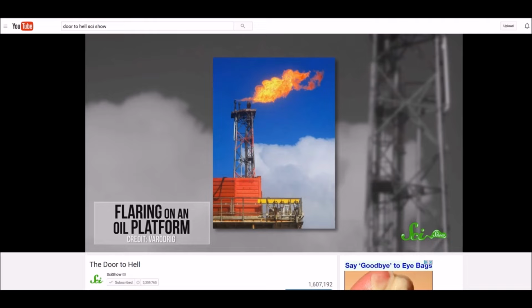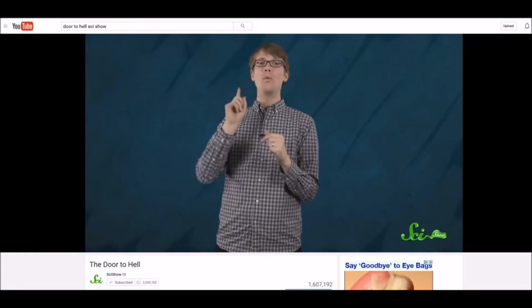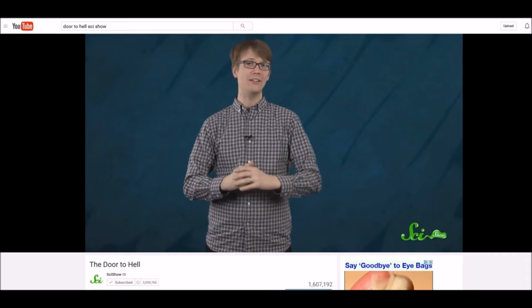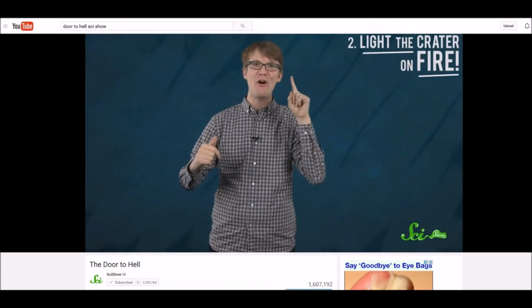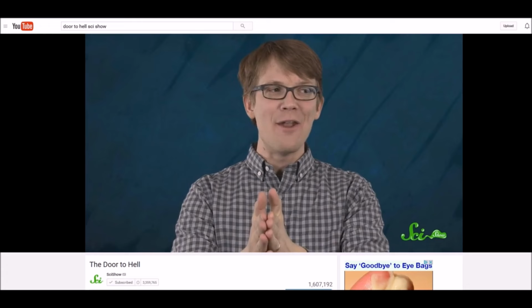Anyway, those 70s Soviet scientists were left with a choice. One, continue to let the dangerous methane vent into the atmosphere, putting the local population and environment at risk, or two, light the crater on fire, burning off all the gas in what scientists predicted would take a few weeks. They chose the latter, and 42 years later, the crater is still burning.